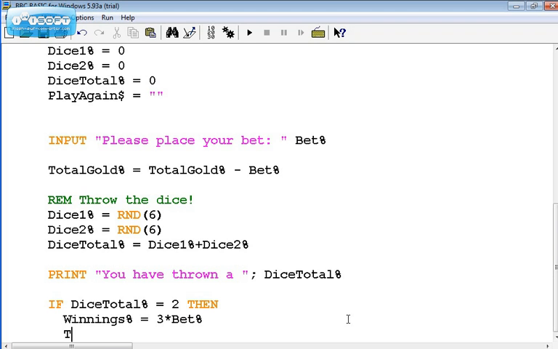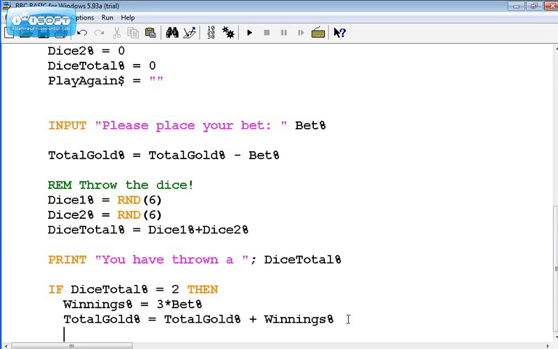The only thing I need to do now is to make sure that all those winnings go onto their total gold. So total gold percent is now going to equal total gold percent, whatever's in there originally, plus their winnings percent. Bang. Good. So the winnings go onto their gold. So if they bet 10, winnings is 30, so 30 goes on. Don't forget, of course, that they get their original stake back, don't they? So total gold percent equals total gold percent plus the original bet, because if they've won, they get that money back.